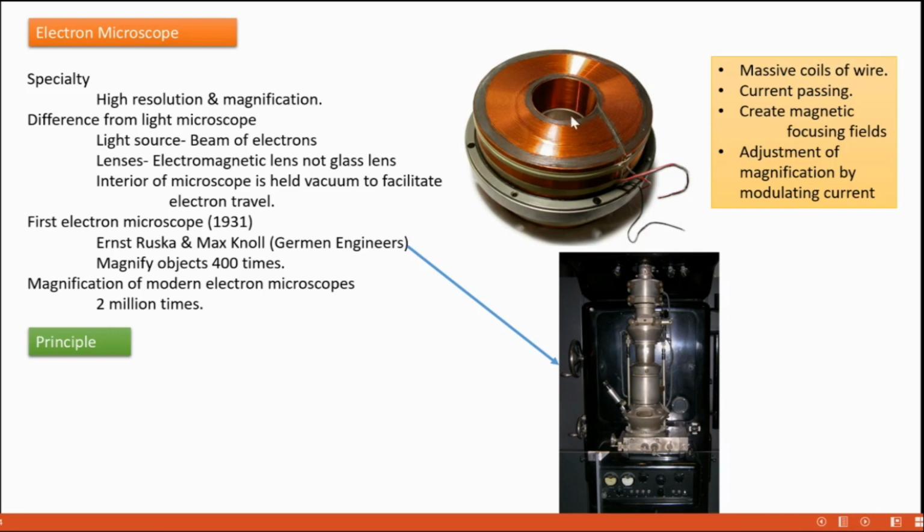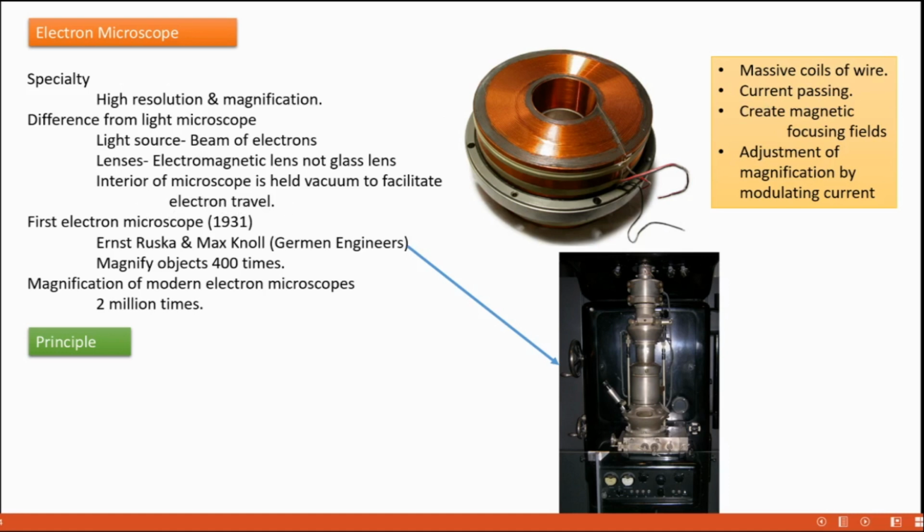So, regarding this electromagnetic lens, the main points we need to understand are they are massive coils of wire, and through these wires current is passing. As a result of this current passage, voltage or magnetic field is developed, a focusing field is also developed, and the magnification power can be adjusted by adjusting the voltage or current. These are the peculiar features of electromagnetic lens. And these features make it distinct from our normal glass lenses.